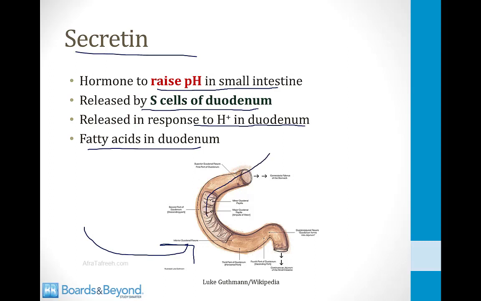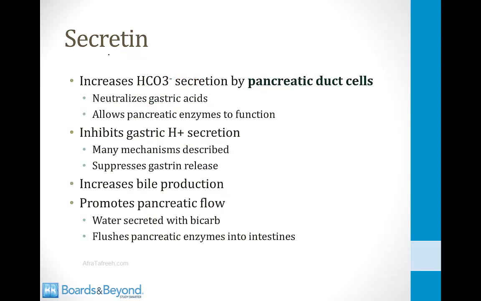So when acid and stomach contents get in here, secretin is released to raise the pH, and that is where the pancreatic enzymes can function better so that digestion can proceed. Secretin has a number of different effects, but the most important one that you always want to remember, especially for step 1, is that it increases bicarb secretion by pancreatic duct cells. I talk about how this occurs in detail in the module on exocrine pancreas function.